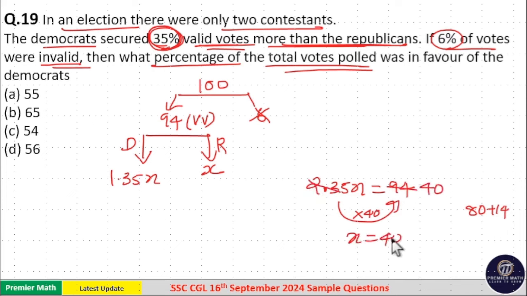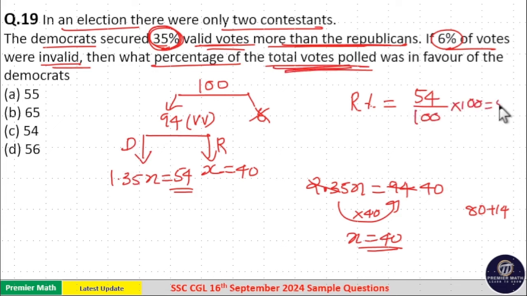So x is equal to 40 means, if x is equal to 40, then Democrats secured 94 minus 40, which is 54. So Democrats secured 54 votes. So required percentage is equal to 54 valid votes. Secured valid votes by Democrat is 54, out of total votes polled is equal to 54 by 100 into 100, which is 54%. Option C is your answer. That is, Democrats secured 54 valid votes out of total 100 votes polled.